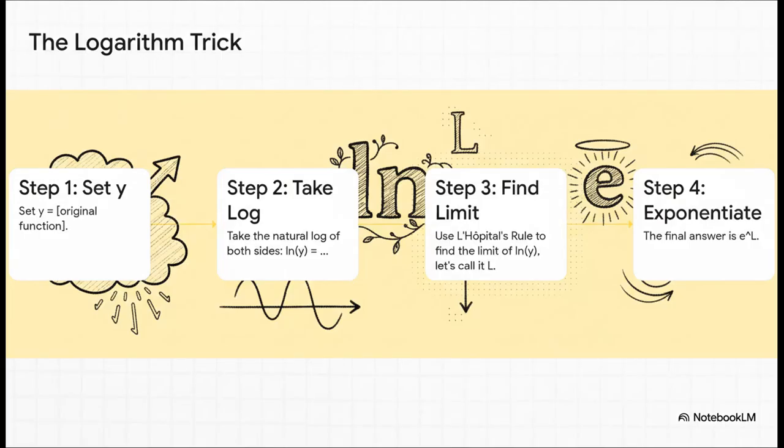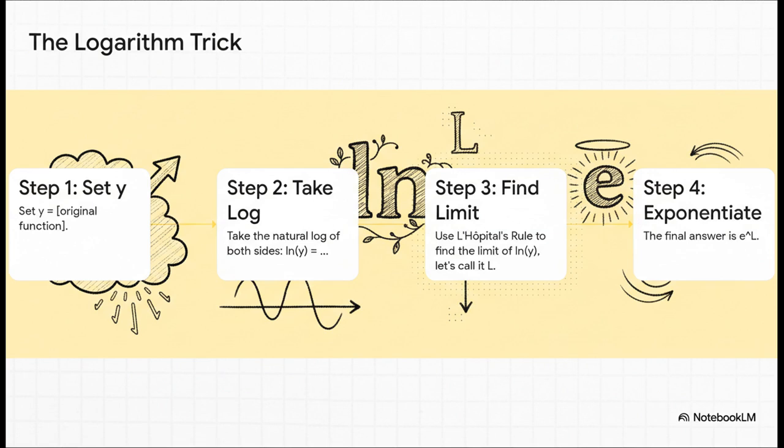This log trick is a game changer, so let's walk through it. First, you just set the whole messy function equal to y. Then you take the natural log of both sides. The magic here is that this lets you use log properties to bring that pesky exponent down in front. Now you can solve the limit of this new expression, probably using L'Hopital's rule.